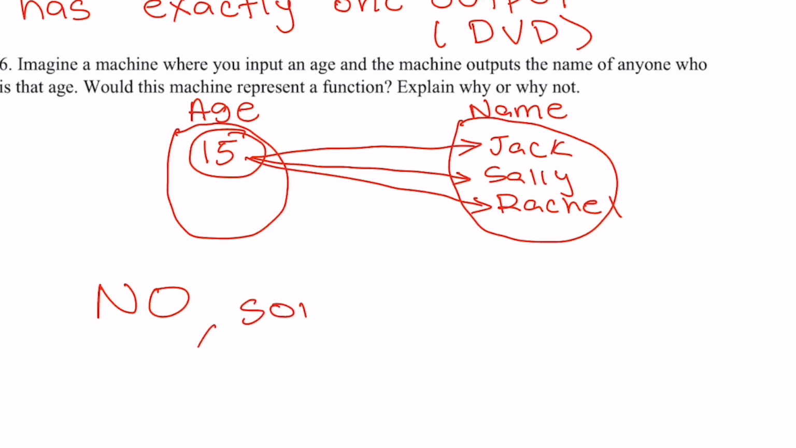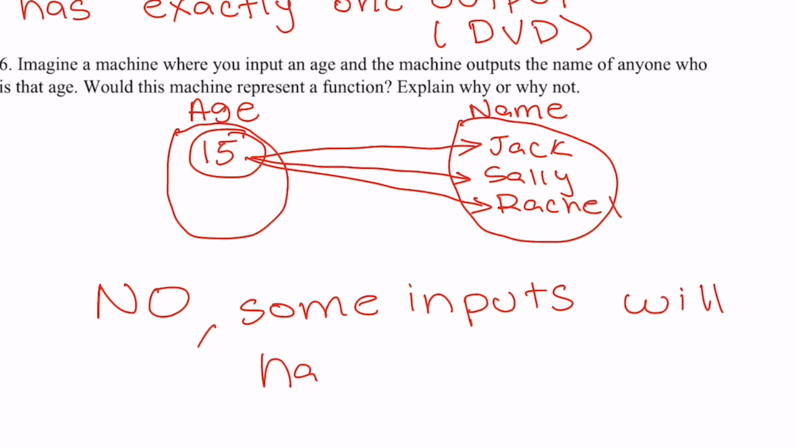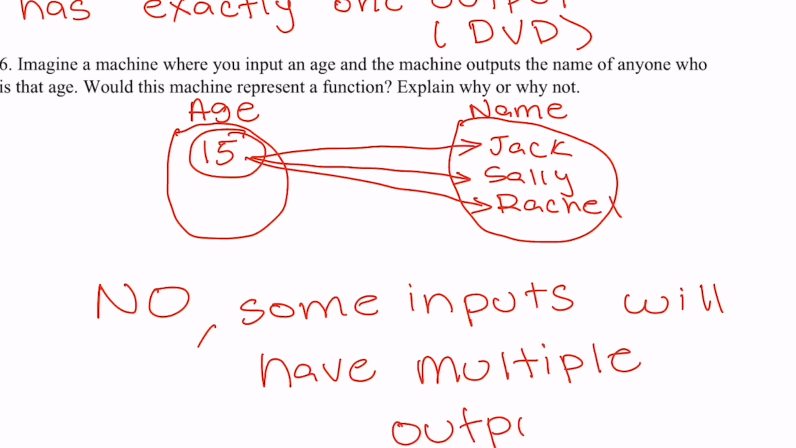Some inputs will have multiple outputs. And for a relation to be a function, every input can only have one output.